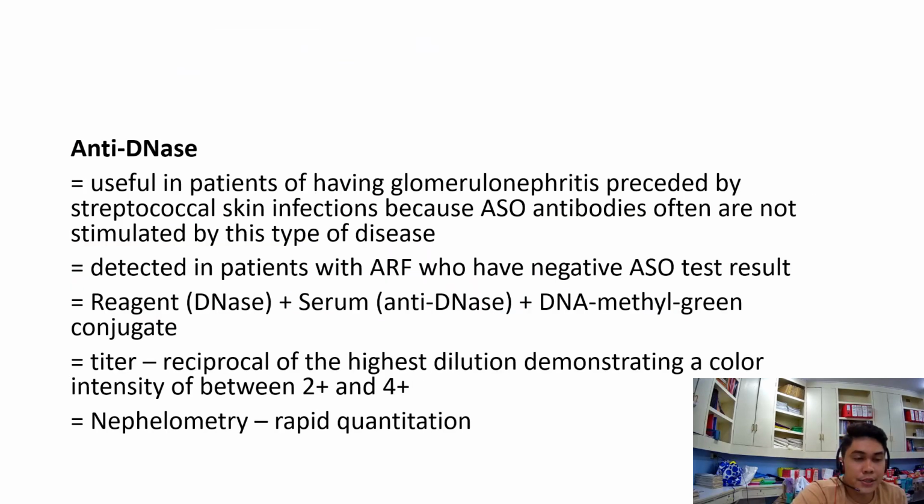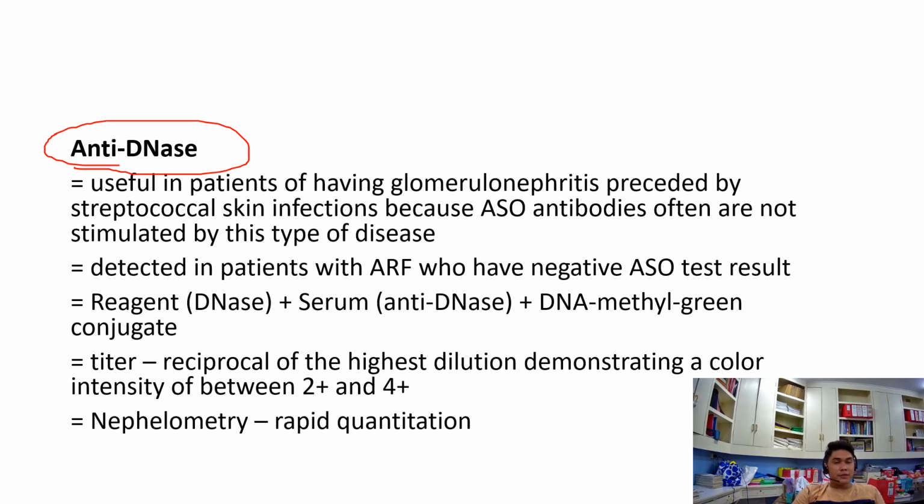So next is your anti-DNase testing. Anti-DNase testing is useful in patients having glomerulonephritis preceded by streptococcal skin infections, because ASO antibodies often are not stimulated by this type of disease. And it is detected in patients with acute rheumatic fever who have negative ASO test results.